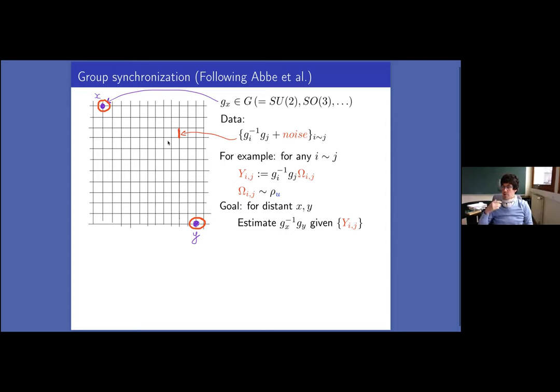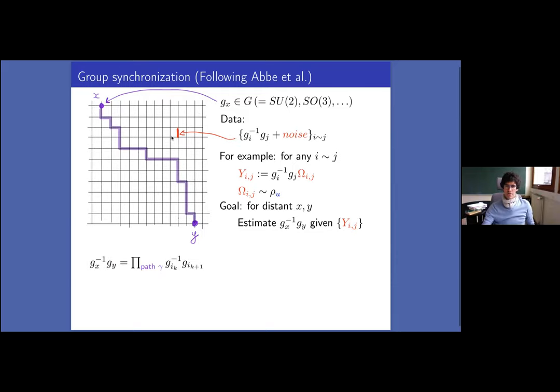And I hope I will be able to prove this statistical reconstruction problem for you. I will give you the proof that they give in their paper. So to start with, let's imagine that you have no noise in your theory. And let's just ask how to recover g_x^{-1} g_y, how to recover the relative angle between two distant points without the presence of any noise.